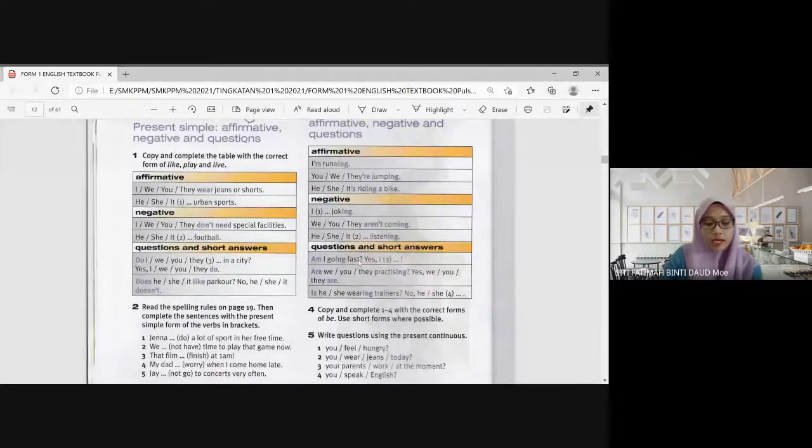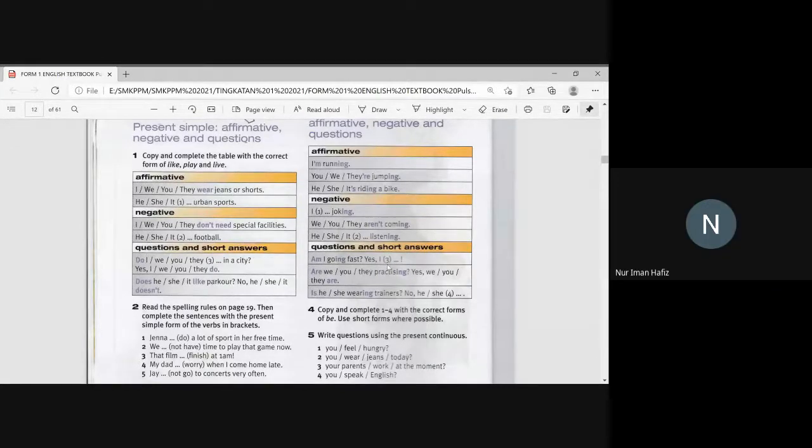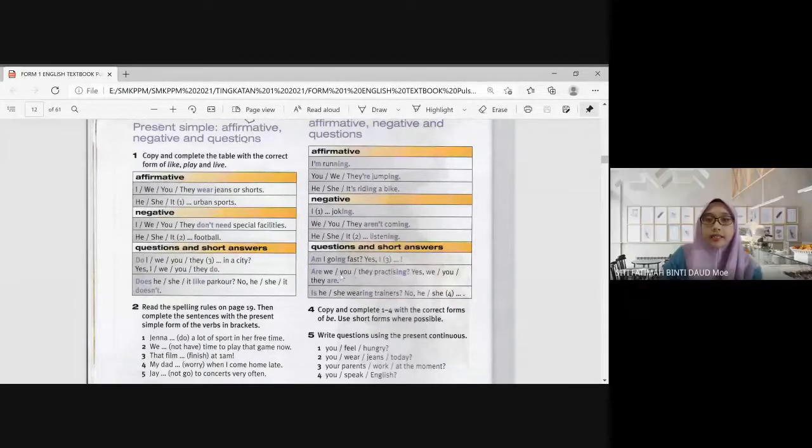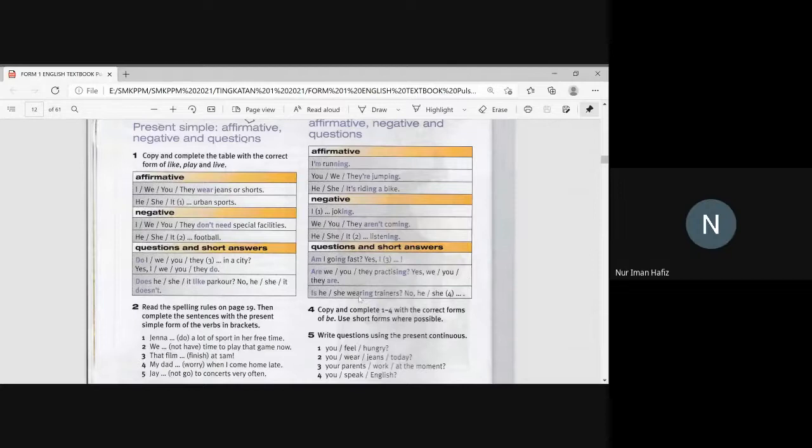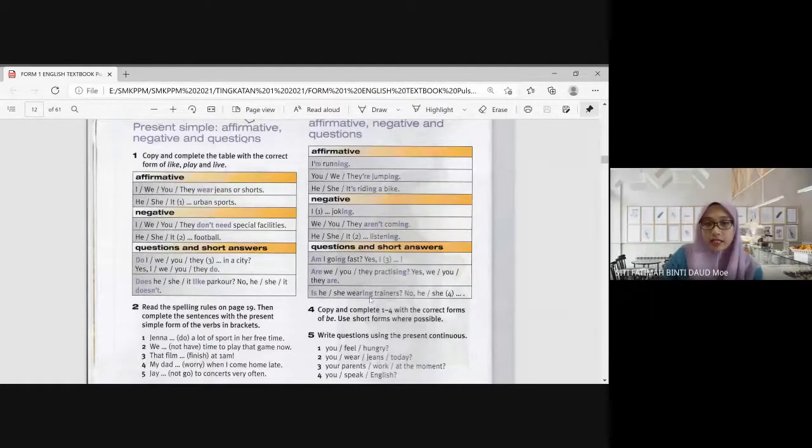Now, am I going fast? Yes. So how do you answer this? Yes, I what? If yes, I am. Are they practicing? Yes, they are. Is she wearing? See, kat sini the question still ada ing. This one tak ada ing just now kan? Simple. This one is continuous in the question form. You have ing here. Is she wearing trainers?